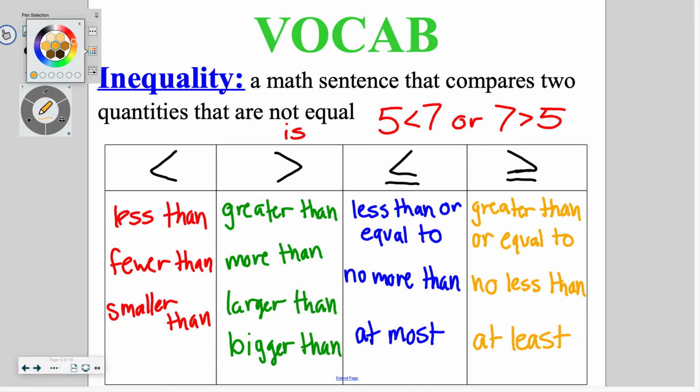One thing you might want to add to your chart is when you are graphing, less than and greater than are graphed with an open circle. Greater than or equal to and less than or equal to are graphed with a closed circle. The open circle means that number is not part of the answer. The closed circle means that it is part of the answer.